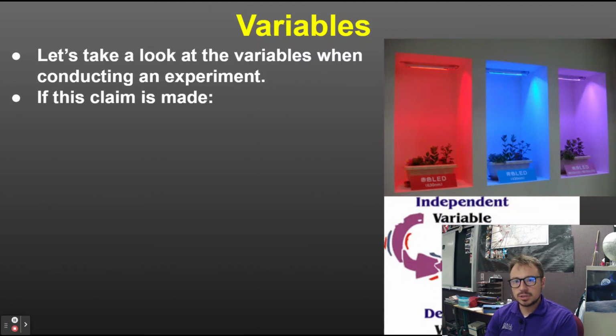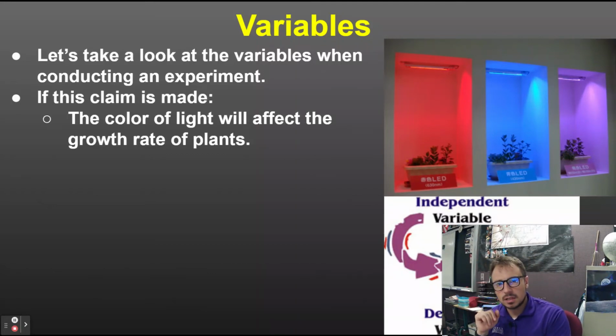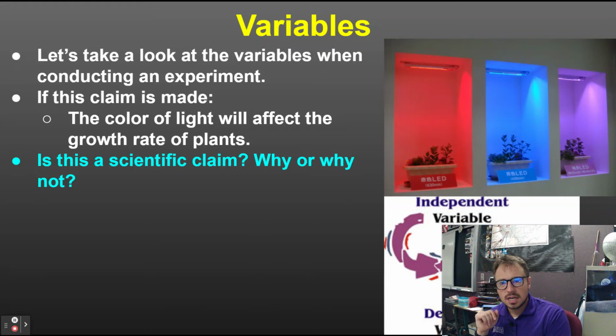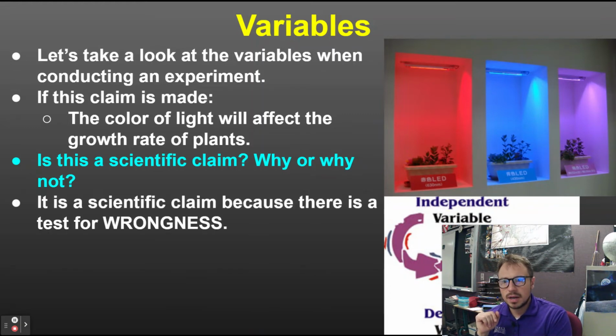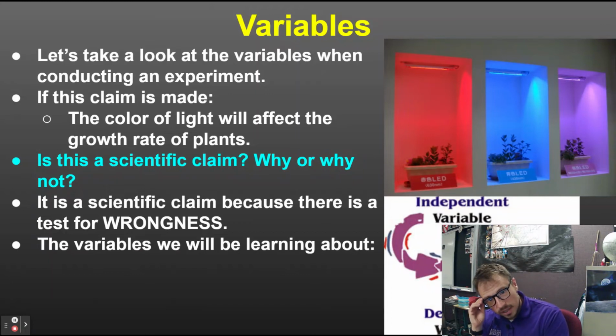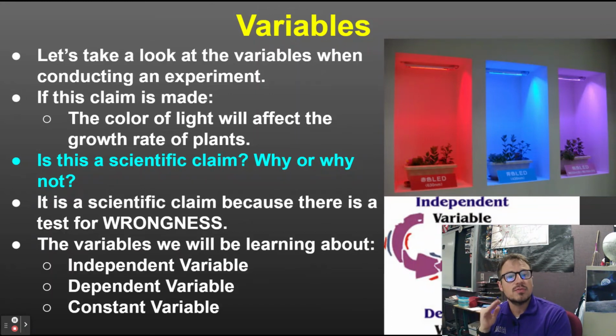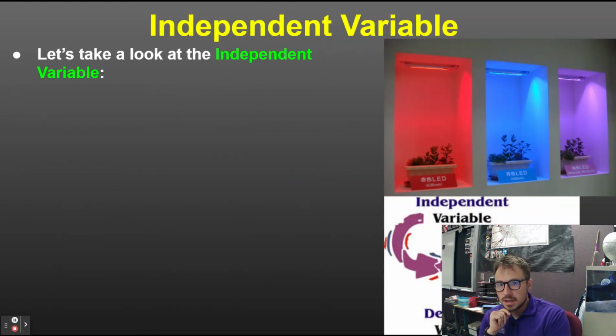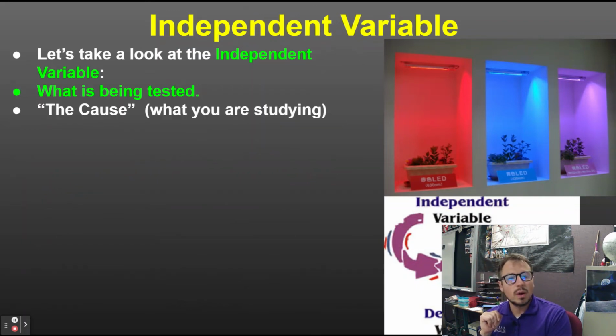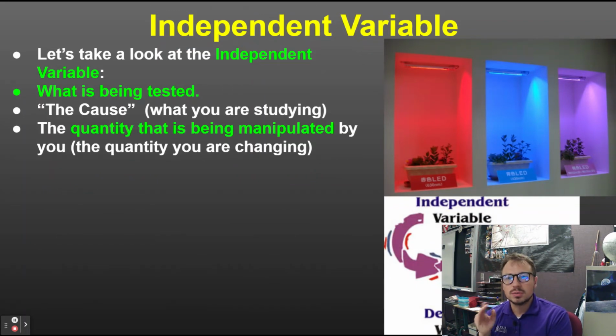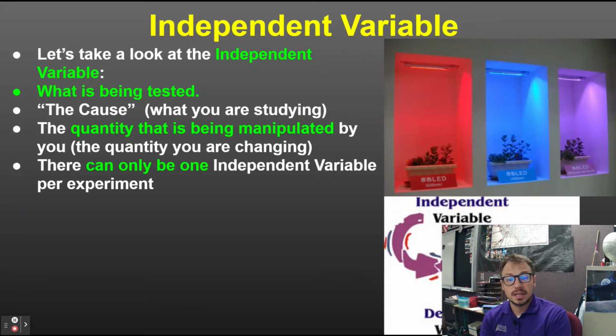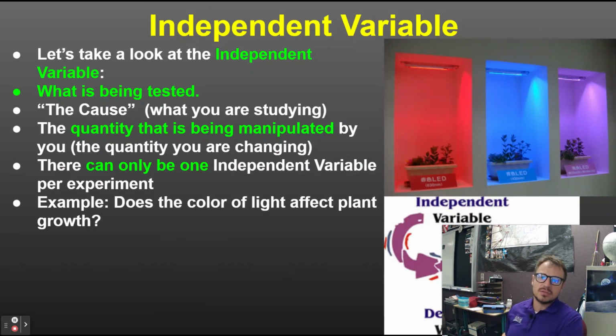Let's look at variables. So if I'm going to make this claim, the color of light will affect the growth rate of plants. Is this a scientific claim? Why or why not? It is a scientific claim because there is a test for wrongness. We can go out and test this. So let's learn about the different variables in this experiment. The independent variable is what is being tested. It's the cause, the quantity that you are manipulating. There can only be one independent variable.